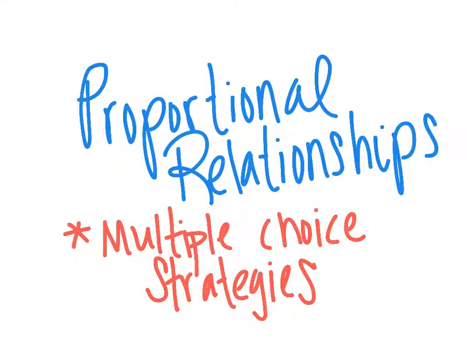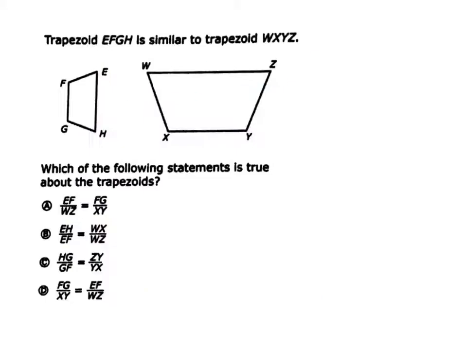Today we're going to look at some proportional relationships, but specifically we're going to look at problems that have multiple choice answers and take a look at some strategies that can help you choose the correct answer. This first question has two trapezoids, and it lists the names out for you at the top. It says trapezoid EFGH is similar to trapezoid WXYZ.